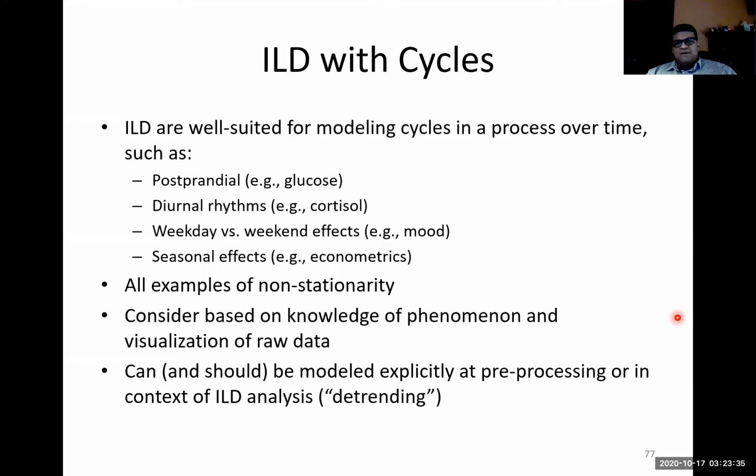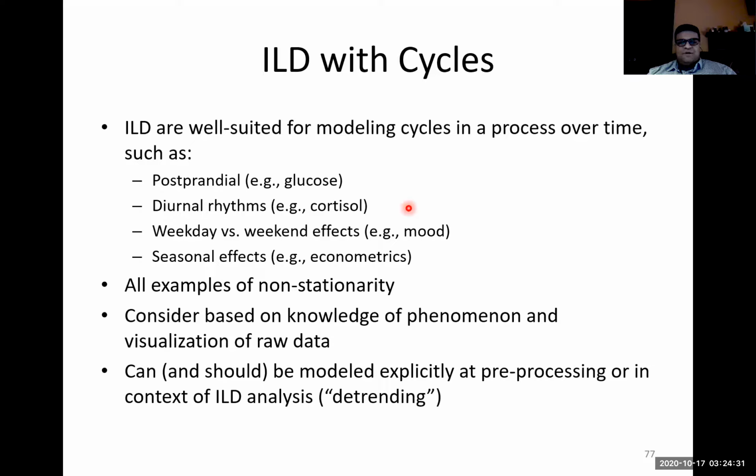Let's talk a minute about intensive longitudinal data with cycles. So intensive longitudinal data can be very well suited for modeling cycles in some process over time. So here are some examples. Postprandial, which is basically after a meal: if you wanted to look at the change in glucose before versus after meals, well, there are going to be cycles related to the meals, because people's glucose goes up and then back down over a period of time in relation to meal intake. Diurnal rhythms, so cortisol shows a cycle. If you were to measure cortisol continuously throughout the day over a number of days, you would see that it follows a rhythm or a cycle.